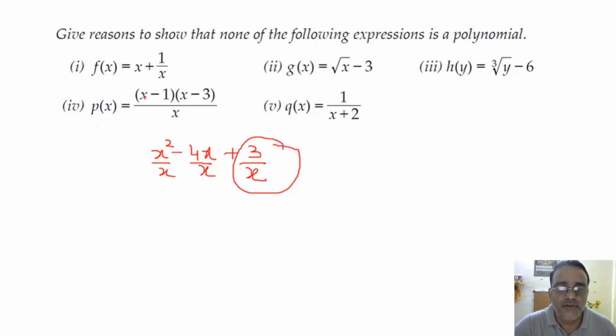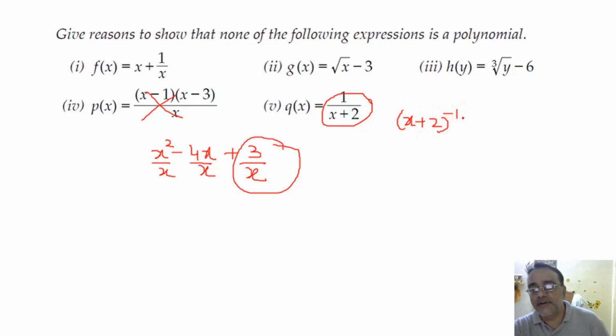Yes, sir. So this is also not a polynomial, and this can be written as x plus 2 to the power minus 1. So यहाँ पर भी x plus 2 to the power जो है वो whole number होना चाहिए, that is non-negative integer. So that is why this is also not a polynomial.